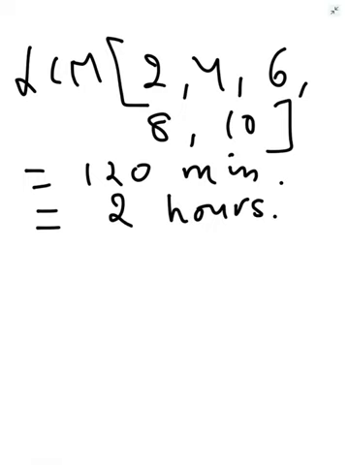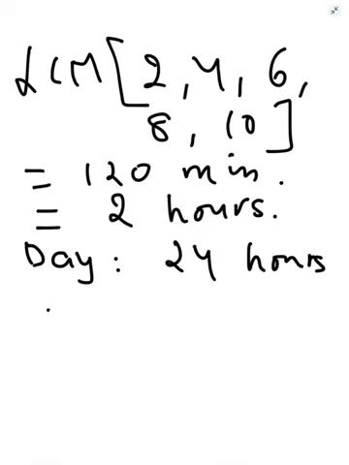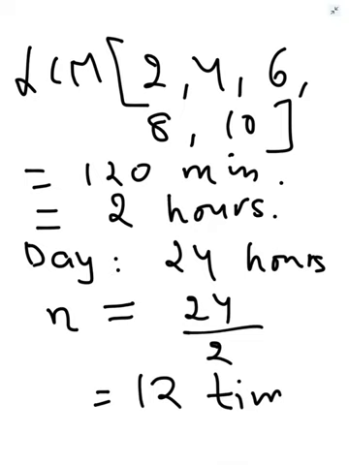Now we have to find in a day. Day means 24 hours. The number of times will be 24 divided by the common time, or LCM, 2, or 12 times. So in a day, all the 5 bells will ring together 12 times. So that is a practical application of LCM. Is it clear to you?